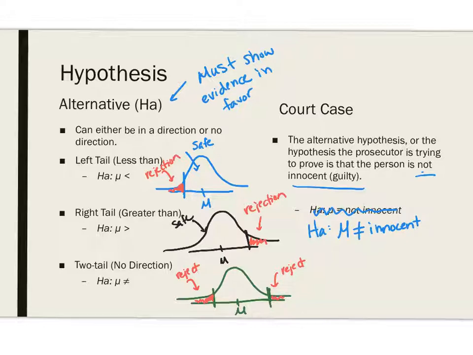But notice these symbols that you have for each one. When it's on the left-hand side, that's a less than tail. That's a less than or left tail test, and you use this less than symbol. On the right-hand side, that's a greater than or right tail test, and you use this symbol. If you don't know what side it is, that's a no direction test or a two-tailed test, and it's not equal to.